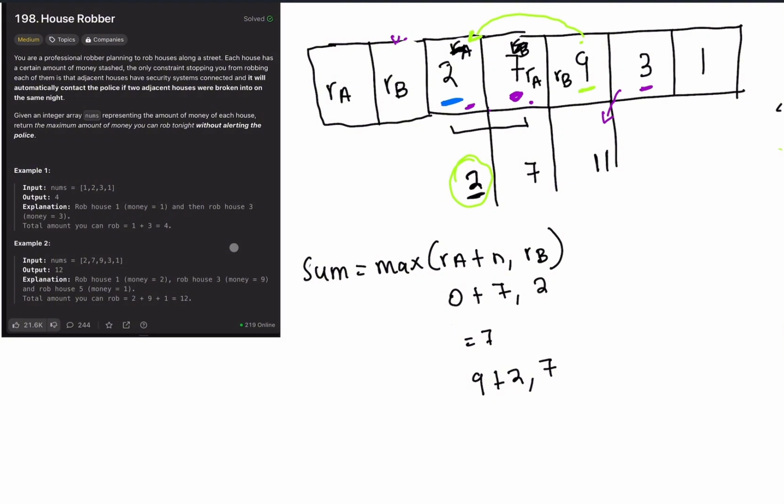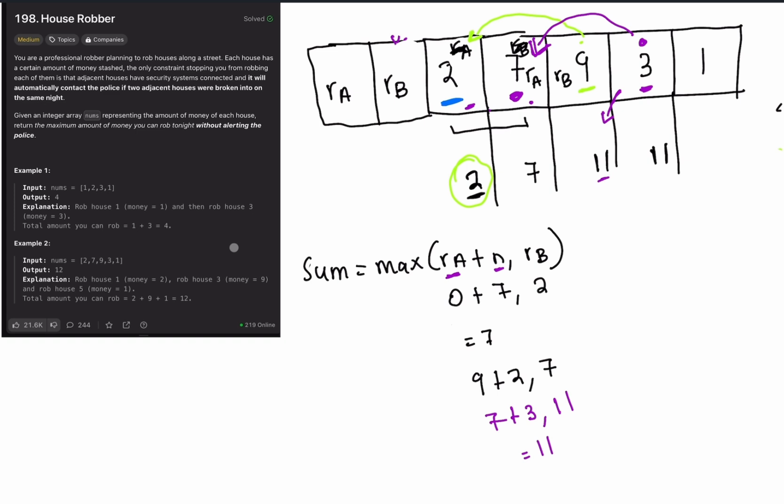Now moving on. So from the perspective of 3, we can either rob what is right next to it, or add what 3 represents and then the maximum that you can rob from its adjacent house. So that would be 7 plus 3, and 11. Because as always, it is RA, which in this case is 7, and then the current number n, which in this case is 3, so that gives us 10, and RB, which is 11. So that means the maximum we can get by that point is 11, right?